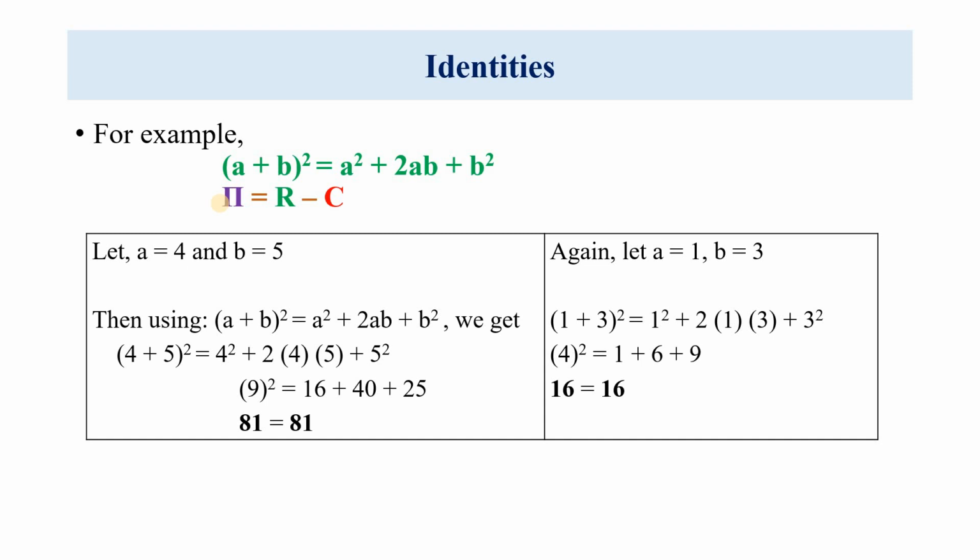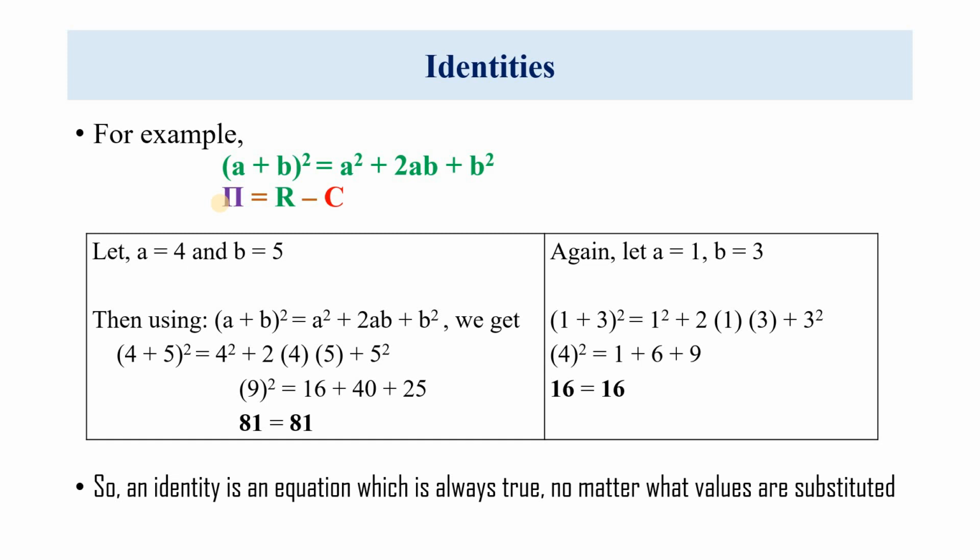That means if I subtract cost from revenue, that definitely indicates profit. So in that case it's also an identity. So an identity is an equation which is always true no matter what the values substituted.